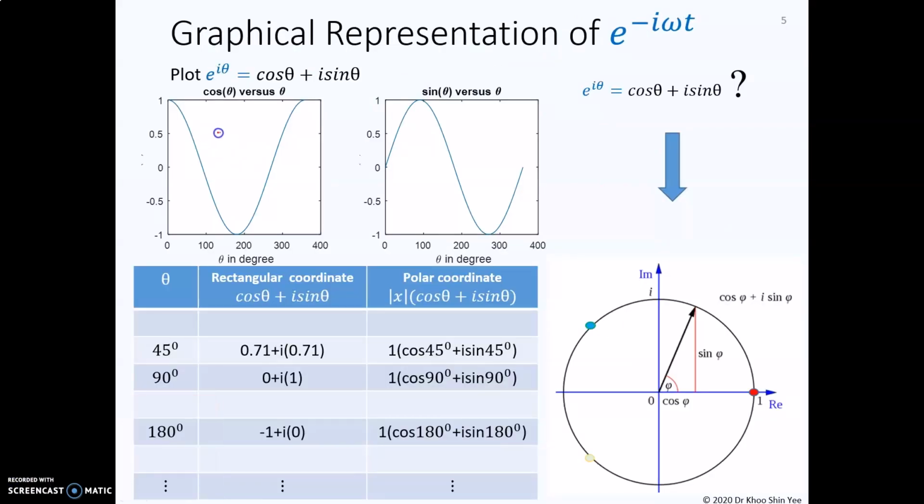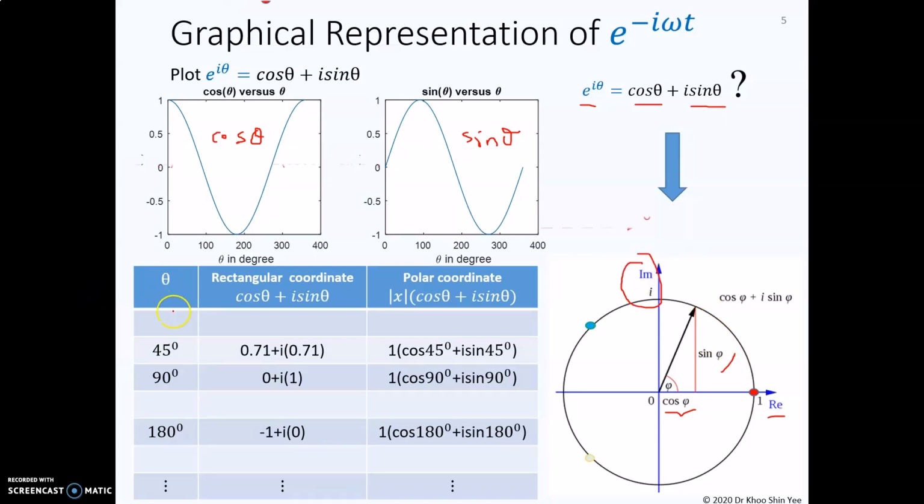So if we want to plot the cos angle, this is the graph, and then if we want to plot the sine angle, we have this. How about if we want to plot cos angle plus i sin angle, which is the exponential i angle based on the Euler formula? In fact, you will obtain a unit circle graph like this for the exponential i angle, where you have the cos angle at the real part and the sine angle at the imaginary part.